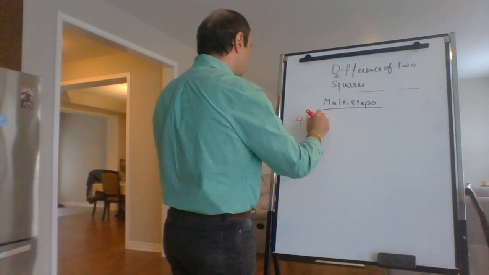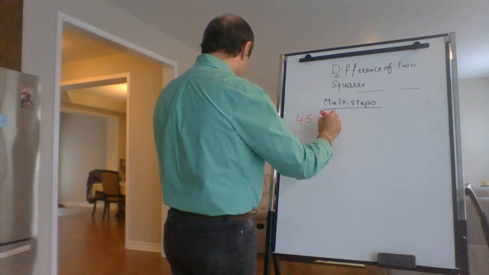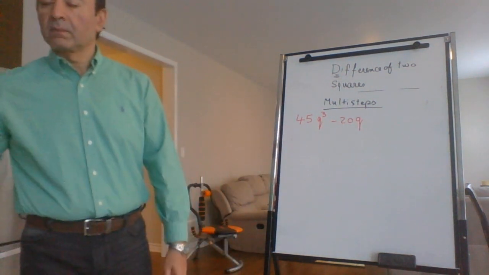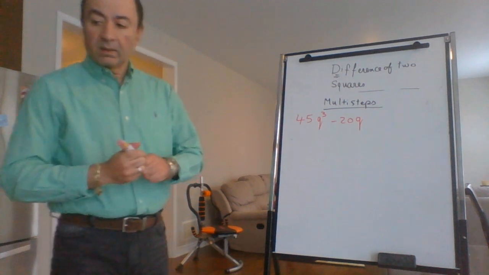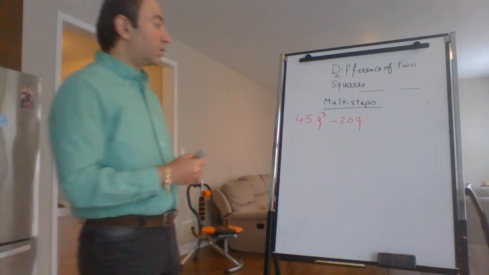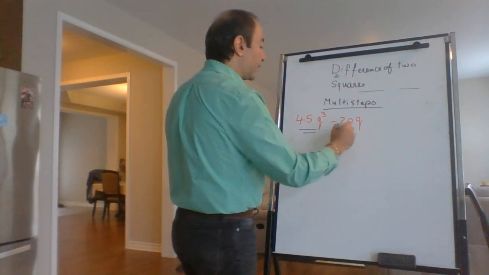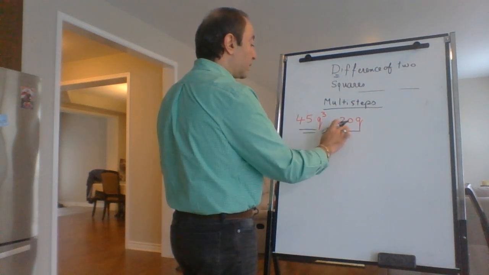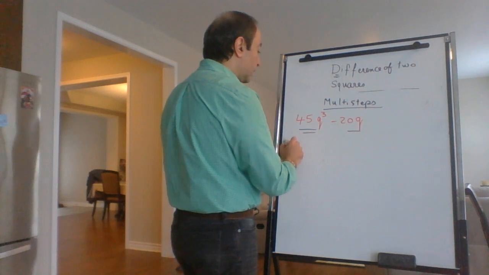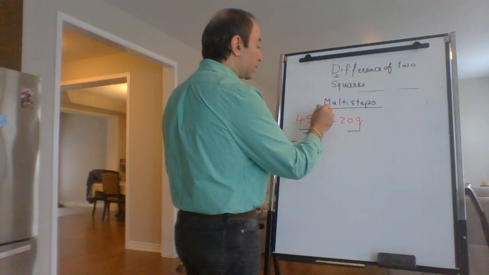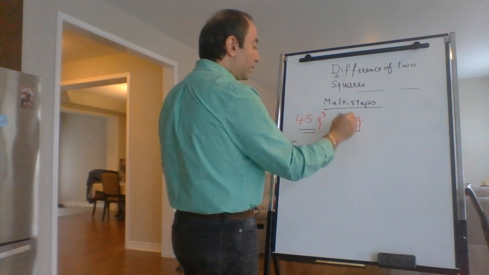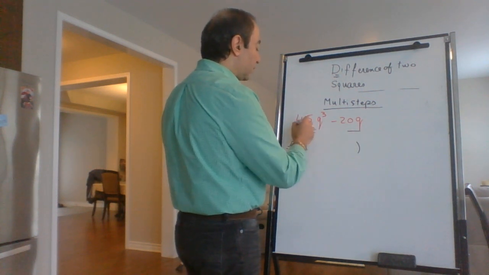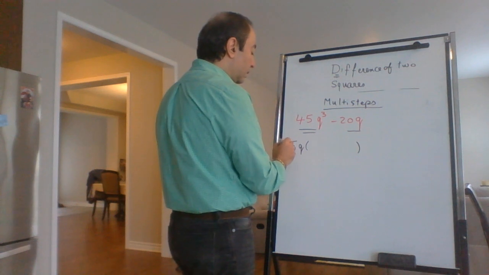45q cubed minus 20q. When I look at this, the first thing I would do is look for common factors. What is common? It is very clear that the highest common divisor here is 5, and the highest common variable here is q. Then what will be left inside? We divide each term by the common factor.